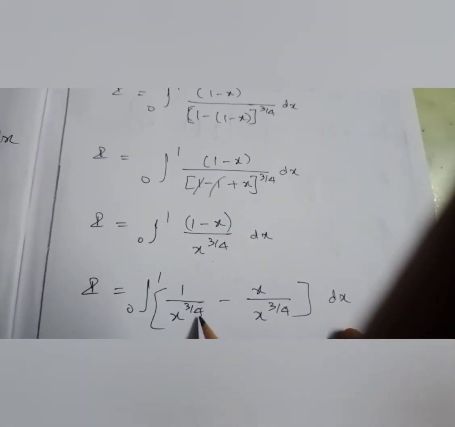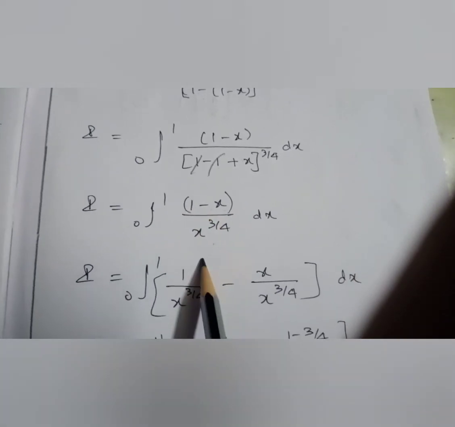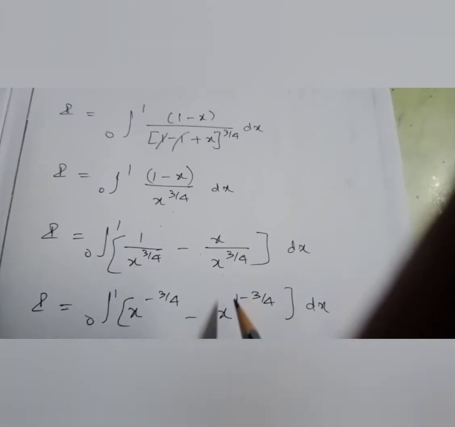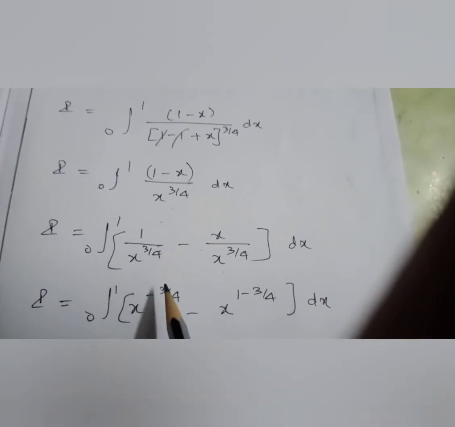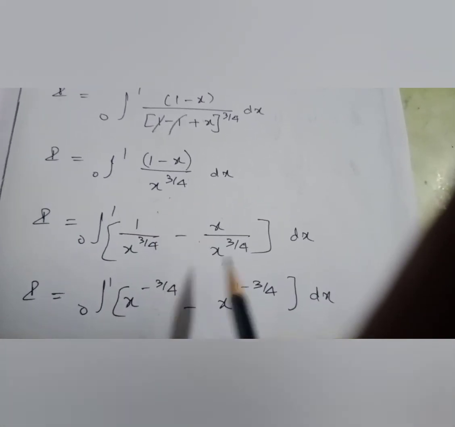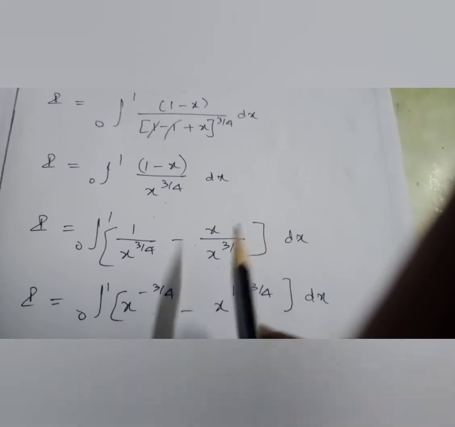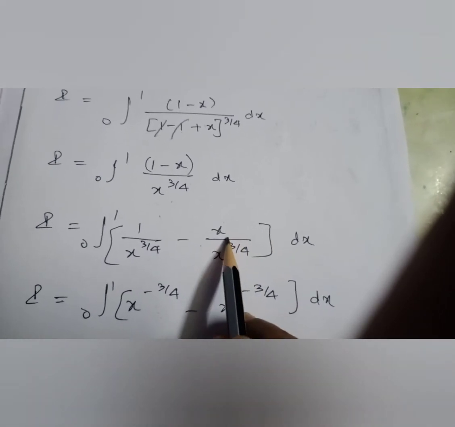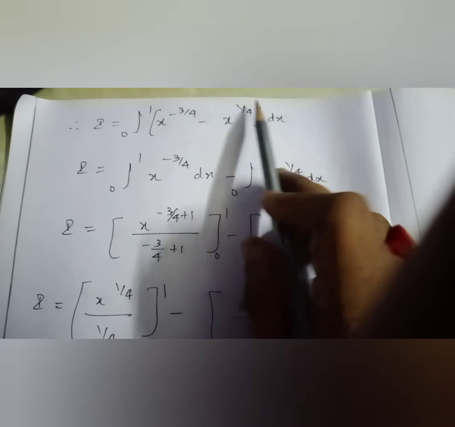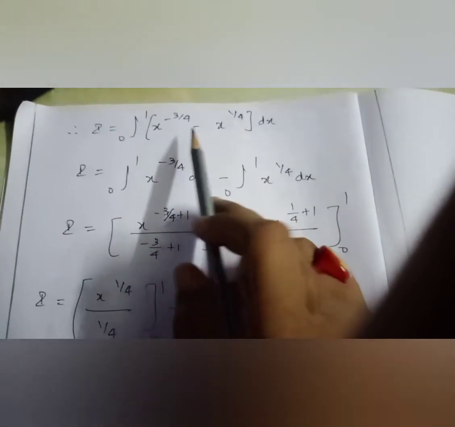Now shall I bring this x power 3 by 4, and before that shall I split this 1 minus x as 1 by x power 3 by 4 minus x by x power 3 by 4? Yes, that will be simple for me to integrate. So I am splitting it, and then I am taking this x power 3 by 4 to the numerator, which becomes x power minus 3 by 4, and also this x power 3 by 4 to the numerator. Already there was an x, so when the base is the same and powers are to be added, it is x power 1 minus 3 by 4. Now after doing that, I can integrate them separately.